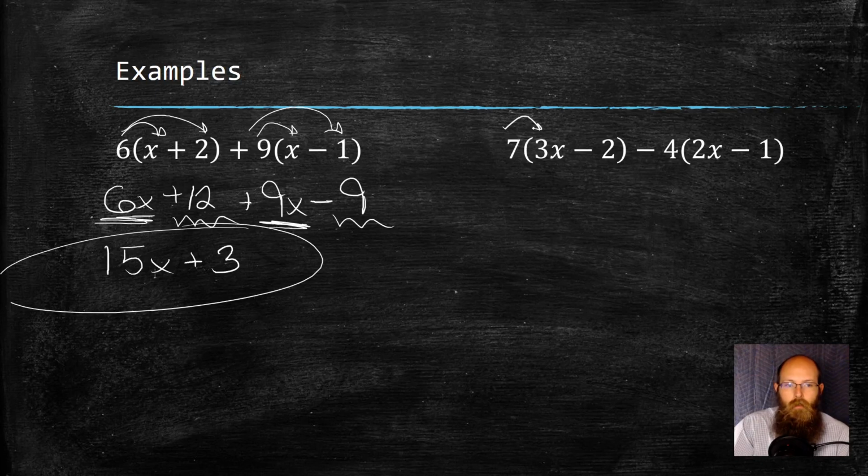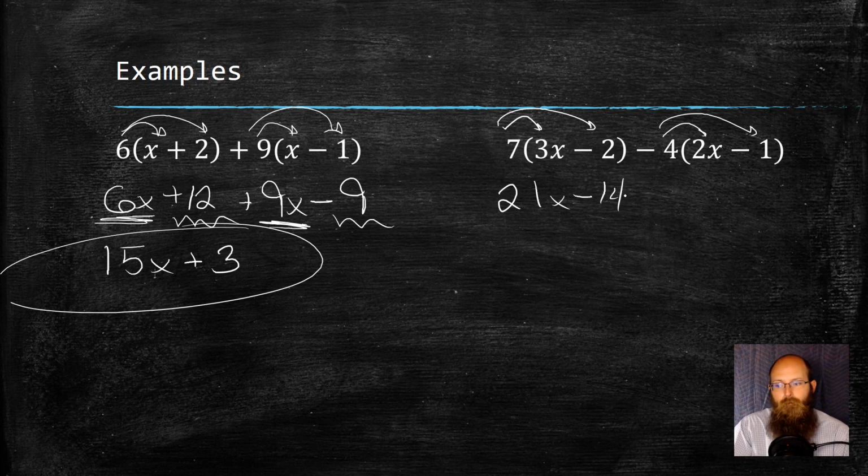My next thing, I'm going to have to do the same situation, right? Distribute those numbers out in front in. 7 times 3x gets me a 21x. 7 times a negative 2 gets me a negative 14. Now, I have this negative 4. I have to distribute it to this 2x. I'm going to take this whole negative 4 and distribute it in. And that gets me a negative 8x. I'm going to take that negative 4, distribute it to the negative 1. And now I have double negatives, so that's a positive 4.